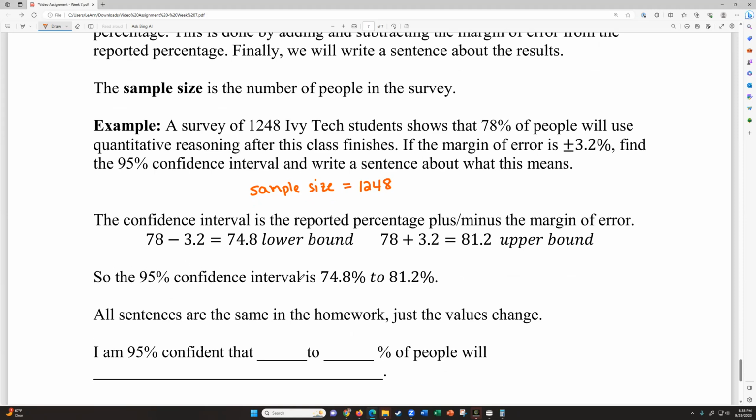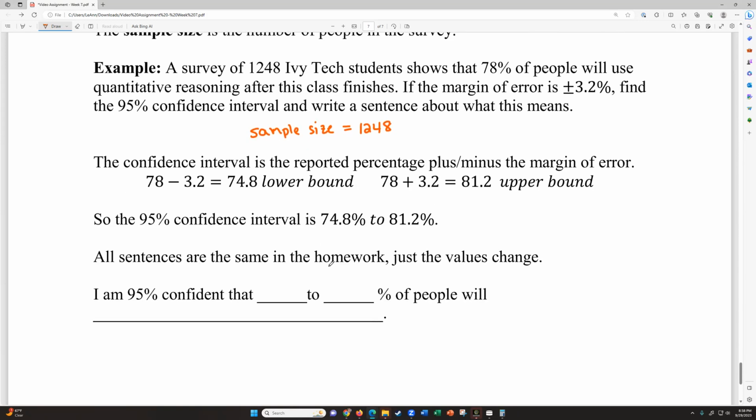So the 95% confidence interval is, and this is what we would say, even though they reported 78% of people use quantitative reasoning after this class finishes, we're only 95% confident about that. Actually it might be between 74.8 and 81.2%. So there's a little give and take. We could have had some error in our data, okay?